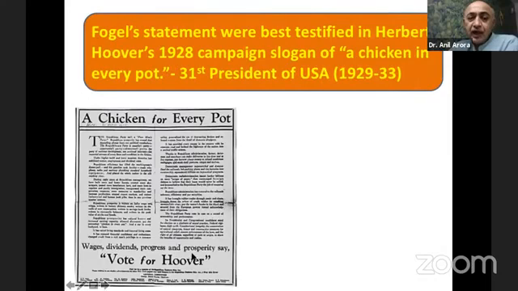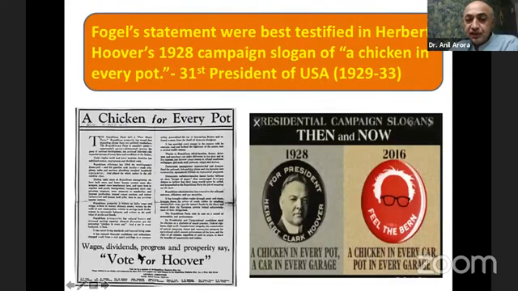Then you have examples of the US presidential election, which we have just seen. In the 31st presidential election, the president gave the following information on his placard: a chicken in every pot and a car in every garage. So this was the election manifesto of the president called Herbert Hoover.